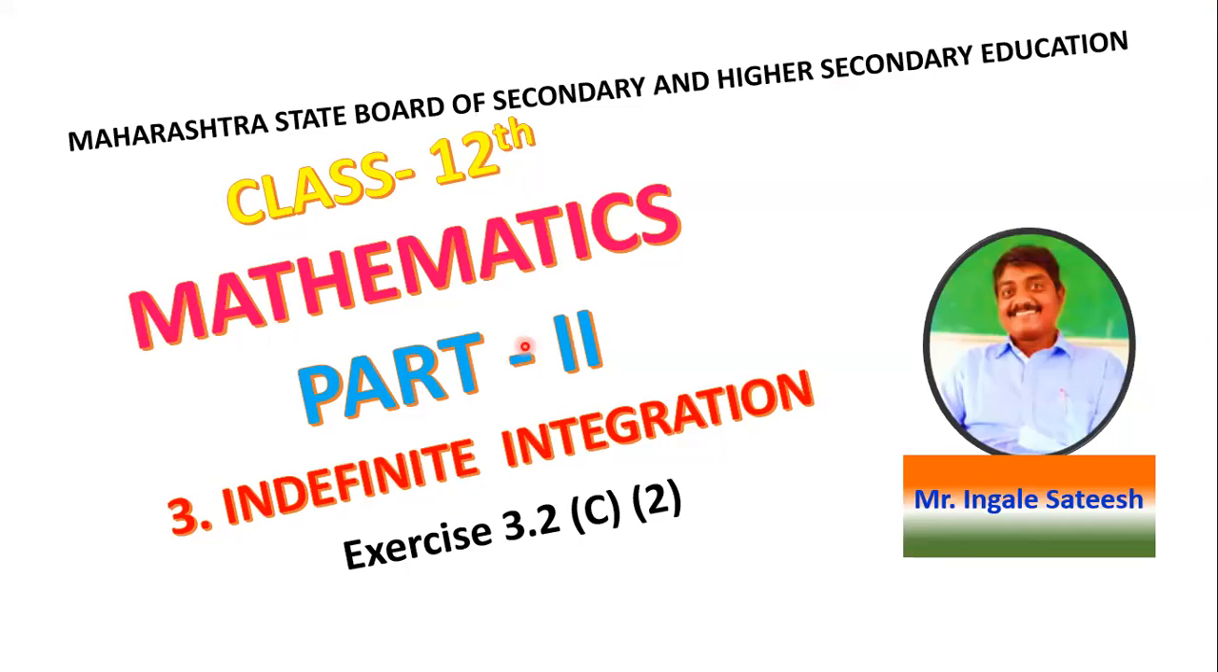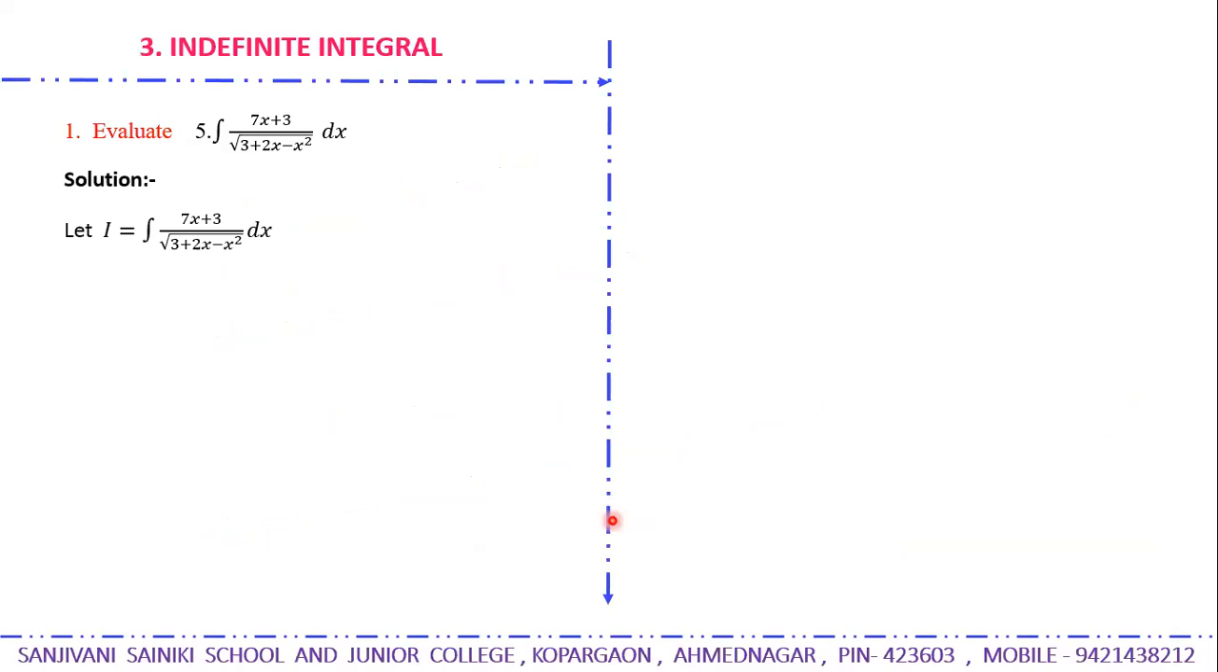Today we will learn the remaining problems from exercise 3.2 C. The fifth problem is: evaluate the integral of (7x + 3) upon root of (3 + 2x - x²) dx. So let I be the given integral.